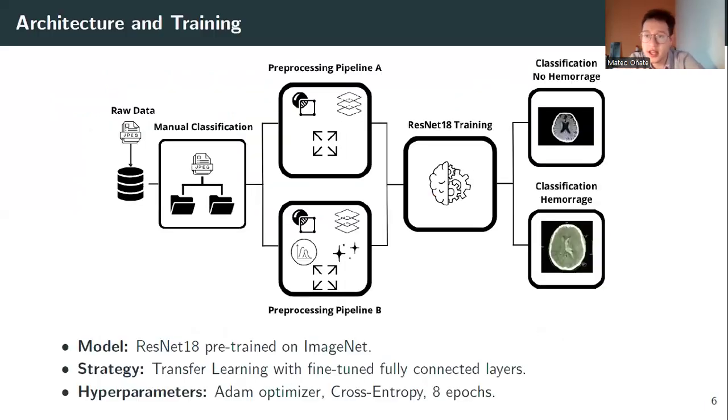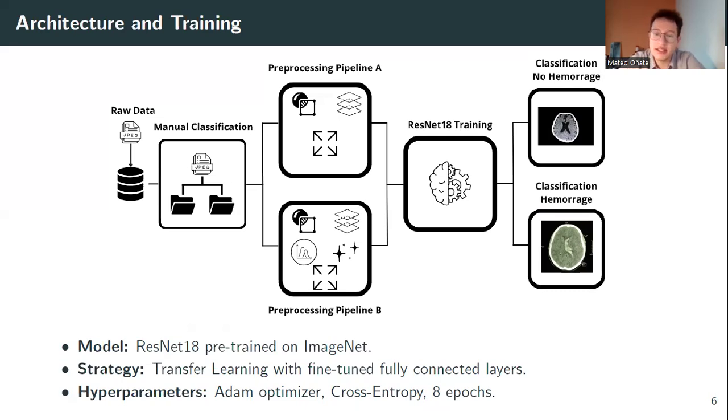Moving on to the architecture, this is the part where I explain the methodology and how we moved on in our research. We have here our raw data that comes into a dataset. Then we manually classify these images. Then we move on to the pre-processing part. Then we train the ResNet-18 with the hyperparameters that we chose. And then we have the final classification.